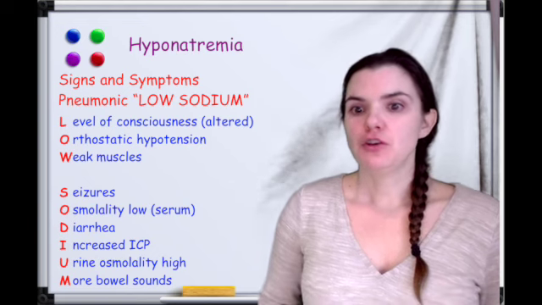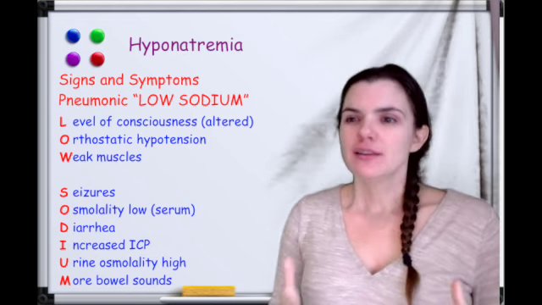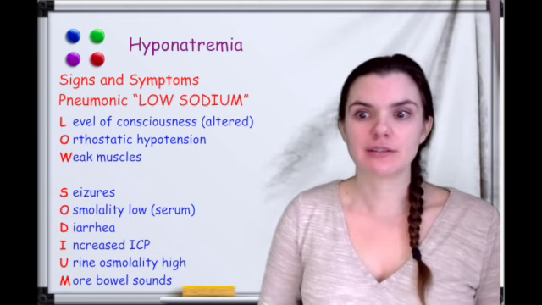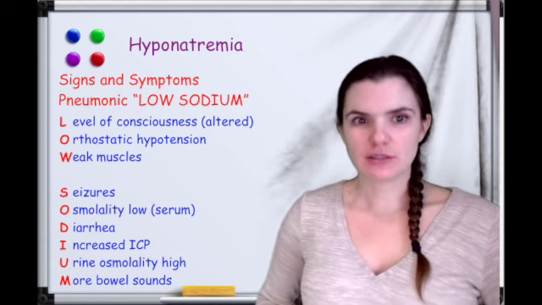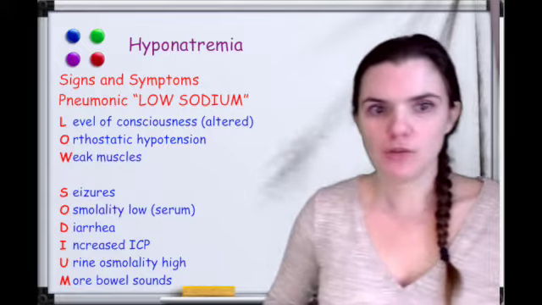U is for urine osmolality high. So this would be if they're urinating out more of their sodium from certain conditions like diabetes insipidus. And M is for more bowel sounds, because you know that diarrhea is going to get things moving.